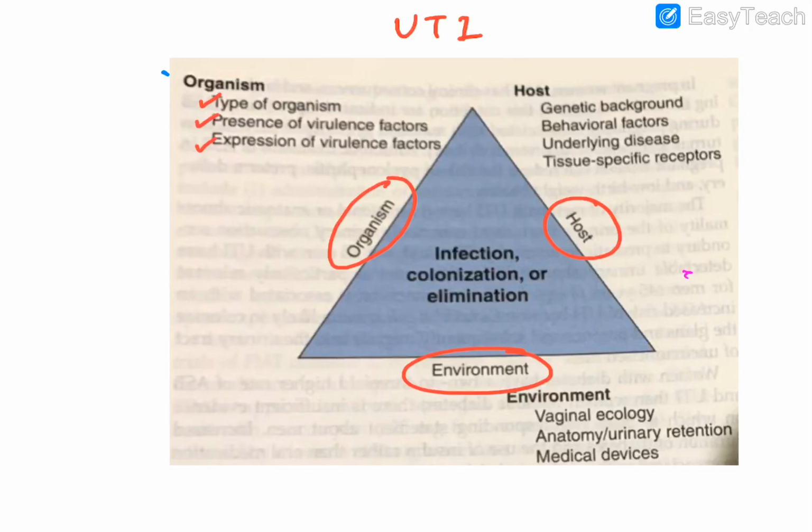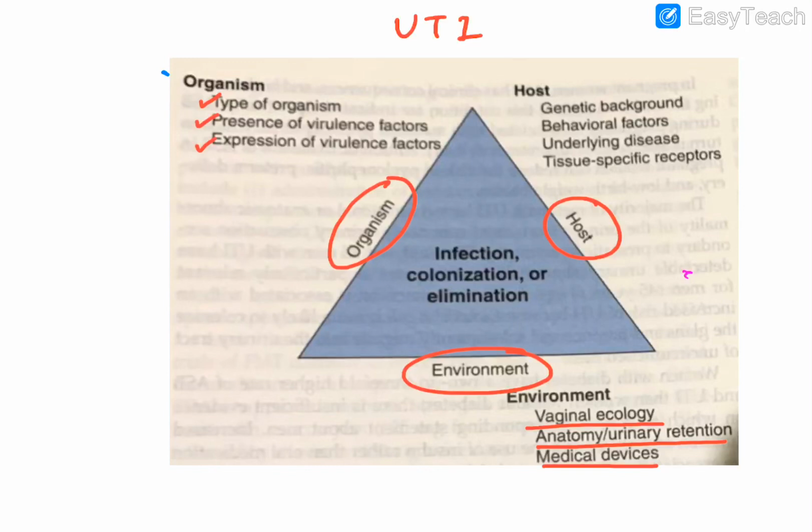As far as the environment is concerned, which particular people tend to have more of it? Obviously the vaginal ecology, which determines this for females. Then the anatomy and urinary retention, because of structural changes or urinary retention, which can be because of obstruction, stones, or stricture. If a urethral catheter is put in, that is termed a medical device, which can lead to conditions suitable to cause UTI.